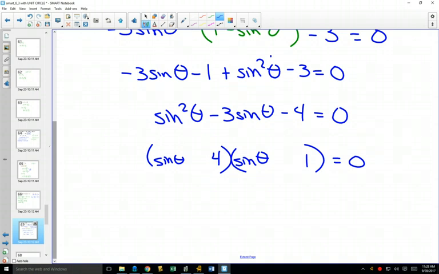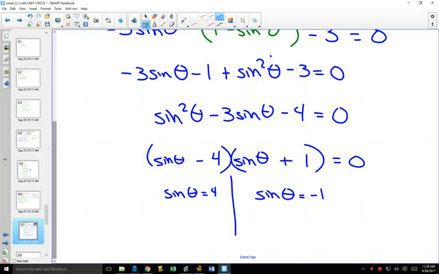Now, figure out the signs. You need to get a negative 3, so we want our inside to be negative 4, our outside to be plus 1. That will give us negative 3. A quick check, are my first ones right? Yes. Now that my signs are there, are my last ones right? Yes. So when we split this, we get sine of theta equals 4, sine of theta equals negative 1.